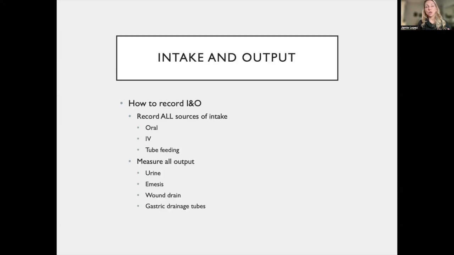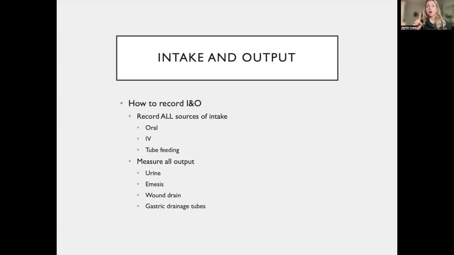But if you don't work in a facility that has that, there's normally a piece of paper taped onto the door or something where you jot down how much oral intake they had. So anything oral, you're going to document.